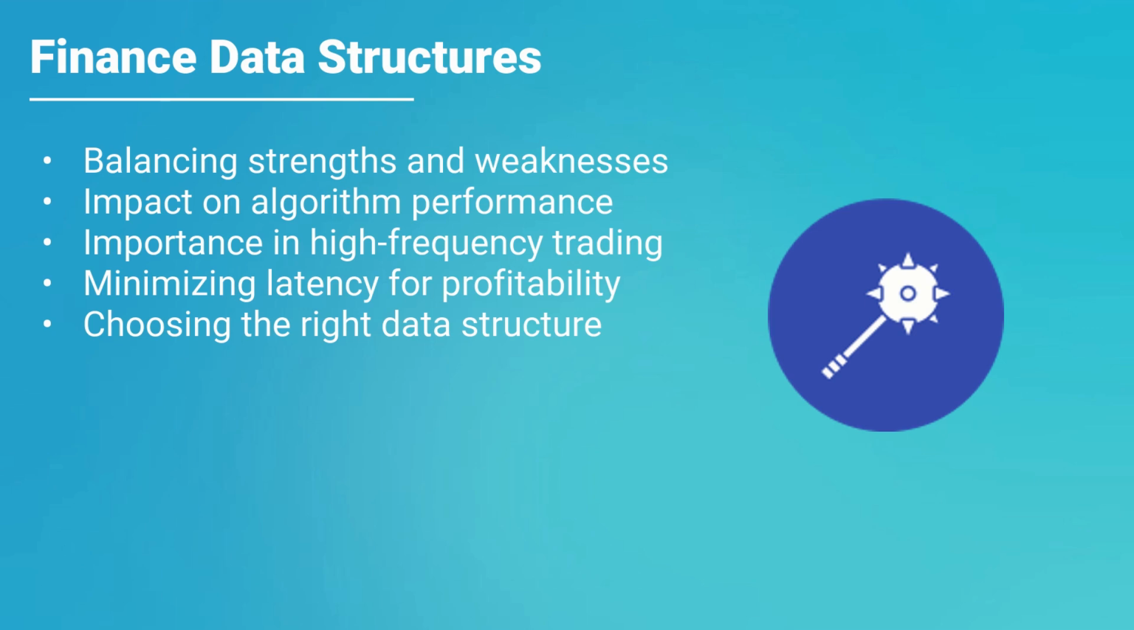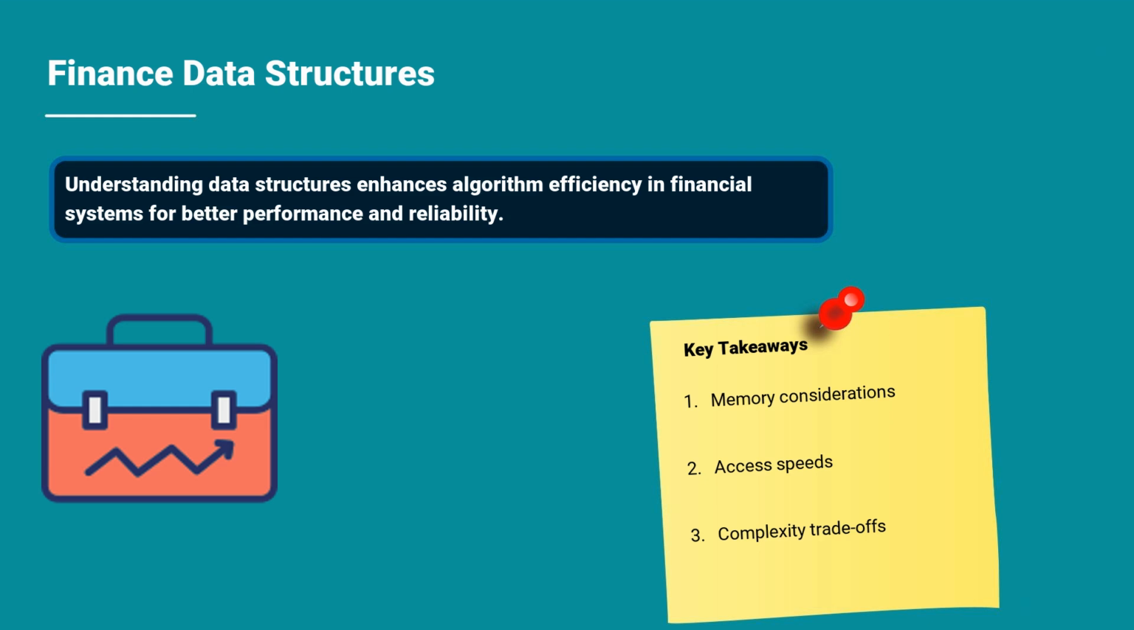As you work on constructing financial applications, consider not just which data structures you will use, but also how they interact with your algorithms and data management strategies. In conclusion, understanding data structures is fundamental in crafting efficient algorithms for financial systems. From arrays and linked lists to trees and hash tables, each has particular scenarios where it excels. The trade-off between memory considerations, access speeds, and complexity should guide your choice for optimal results.